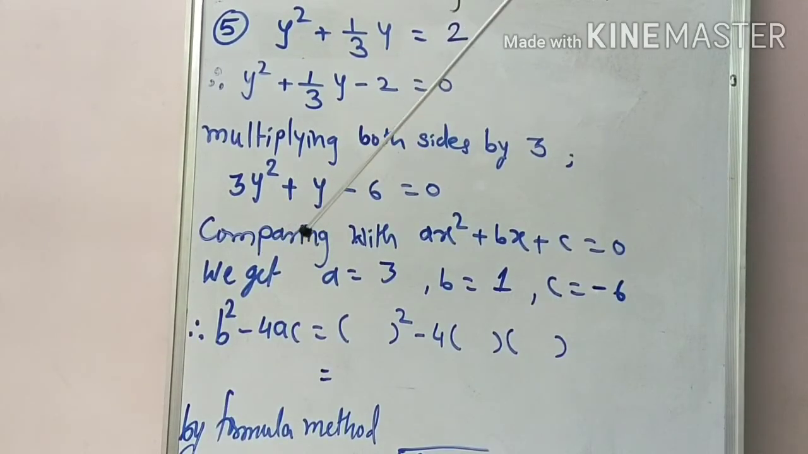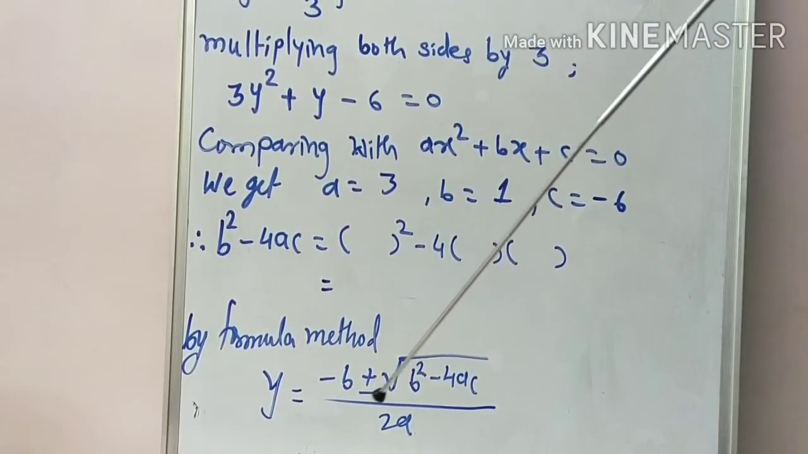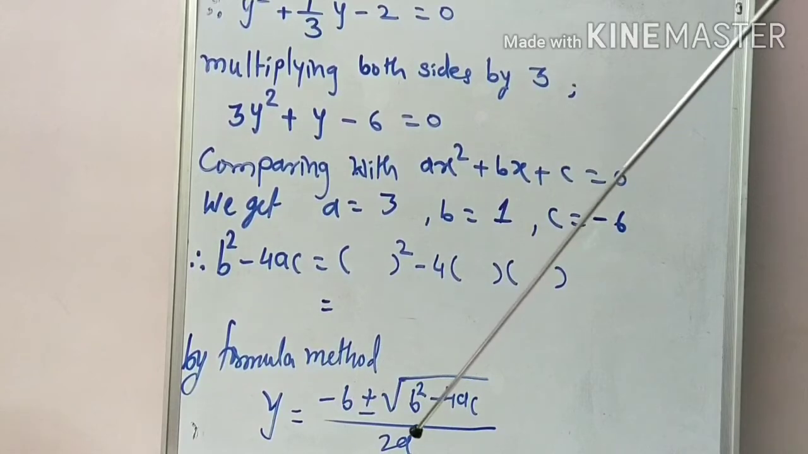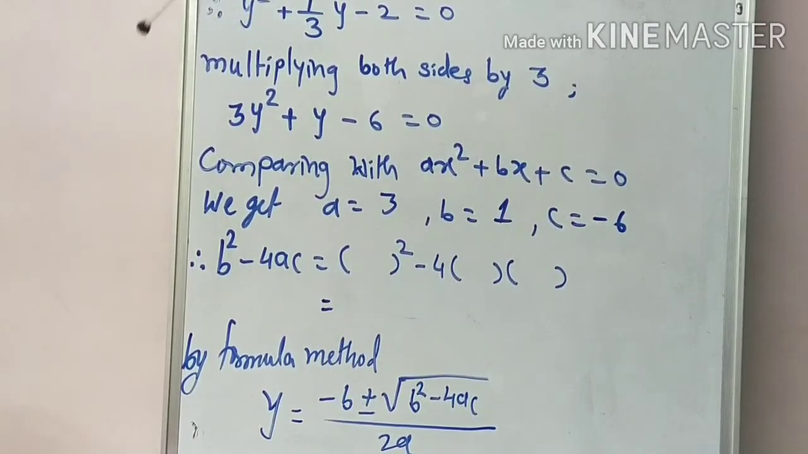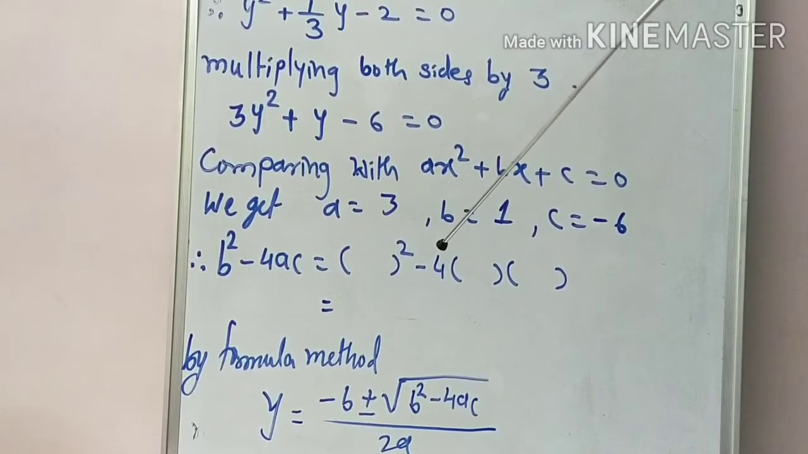So as you compare it with the general form, a is 3, the value of b is 1 and c is minus 6. Then find the discriminant value, and then by the formula method use that formula and find out the roots of that equation, means the value of y. So try this as your homework, students.